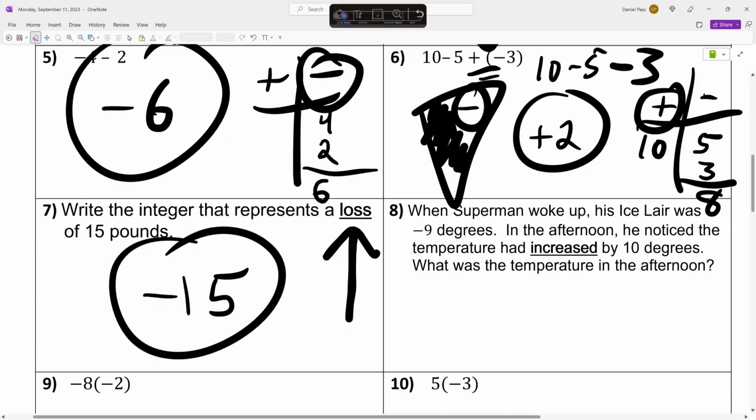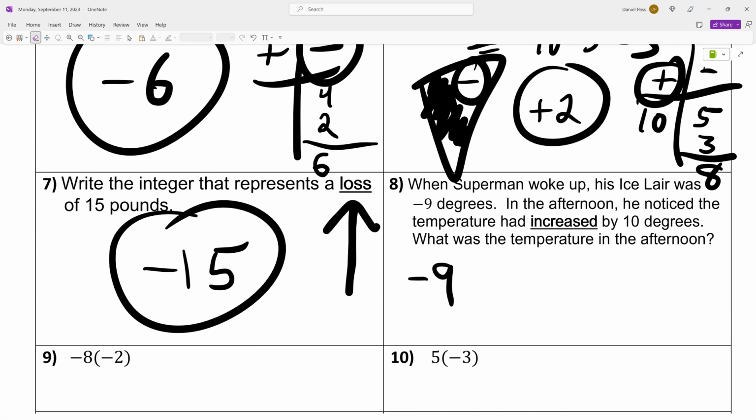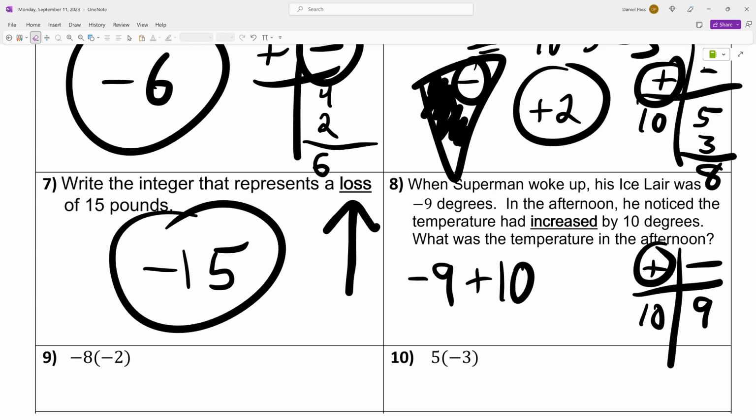Number 8. So Superman was really cold because it was negative 9. Then what happened? Up by 10. You could kind of do this one in your head, but good guys, bad guys works because we end up with positive 1 degree. Make sense? It goes past 0. Yeah, you could put the degree sign, I suppose.